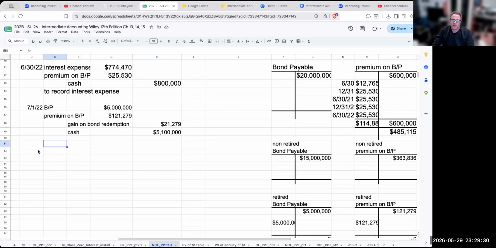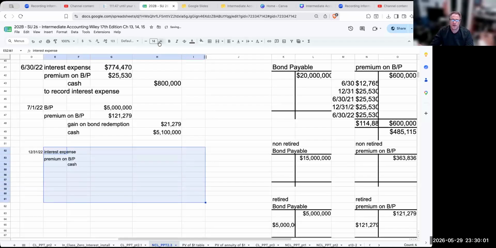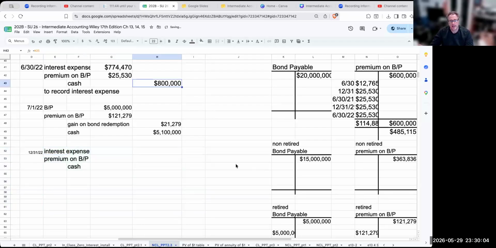So when I get over here to 12/31/22, how much cash am I going to be paying out for interest? Well, I know that on my non-retired bond payable, I'm going to have interest expense. I'm also going to have a premium on bonds payable, and I'm going to be crediting cash. Now, am I going to be crediting cash for the 800,000? And the answer to that is no.